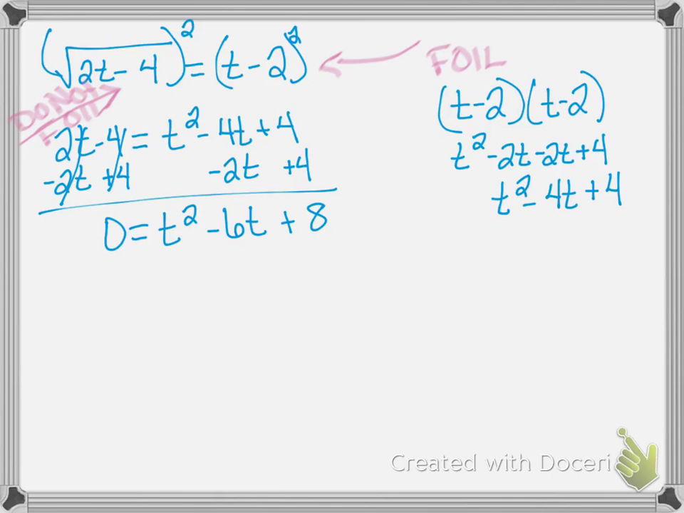Okay, and that can be factored. It can be factored to t minus 4 times t minus 2, because negative 4 times negative 2 gives me positive 8, and negative 4 plus negative 2 gives me negative 6. So yes, we can do the factoring on this.